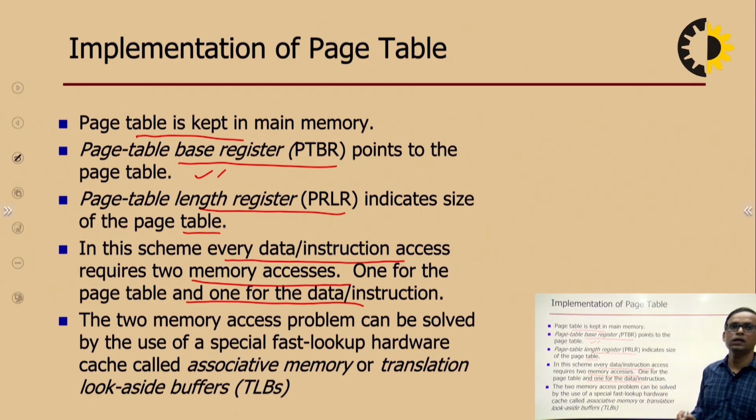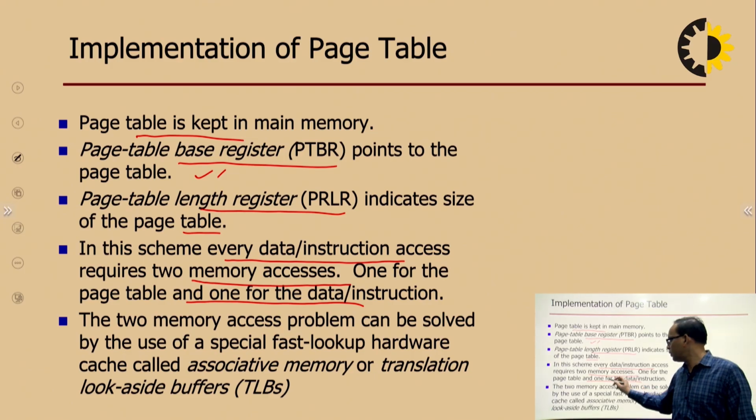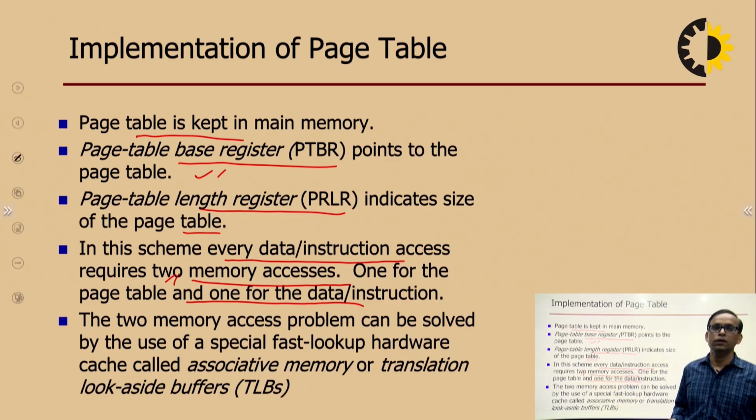It means at first, in order to know in which frame the page number is stored, we have to access the page table, and the page table is stored in main memory. So one access is required for the page table, and when the physical address is known, after that we have to fetch the data. So there are two references to main memory in order to access the instruction.